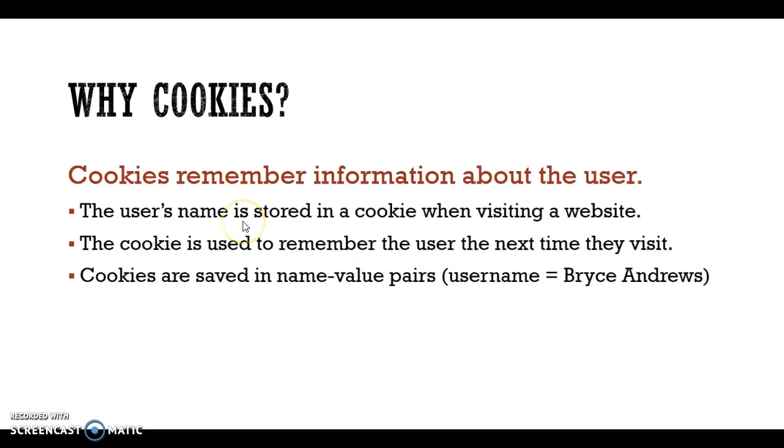Why cookies? Cookies remember information about the user. So the user's name is stored in a cookie when visiting a website. The cookie is used to remember the user next time they visit if the cookie is still active. And cookies are saved in name value pairs. Example, username equals Bryce Andrews.